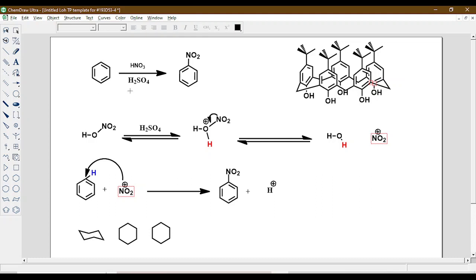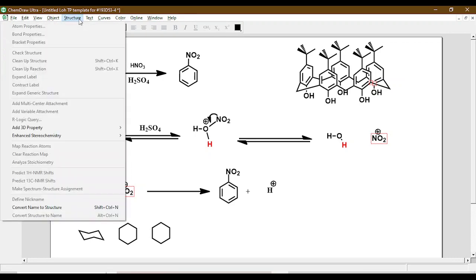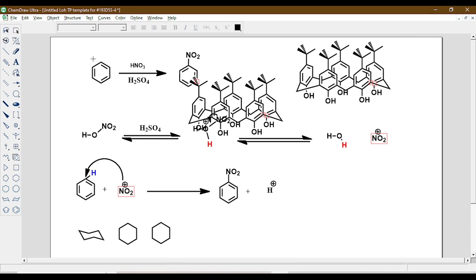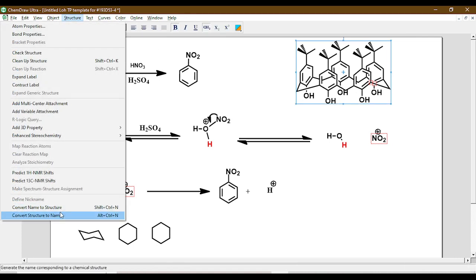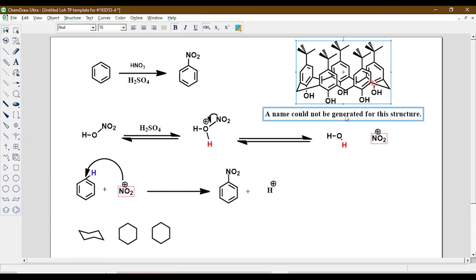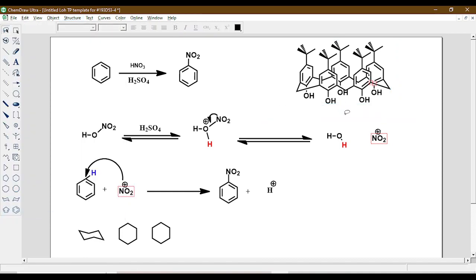So instead of trying to draw this complicated structure, it can also predict the structures and draw it. For example, I'm going to select this name. Since it is complicated, it feels difficult to select. So my point is that this software helps you to predict NMR. It helps you to predict the mass of the substance. It helps you to draw the structures very unambiguously. It helps you to explain the mechanisms.